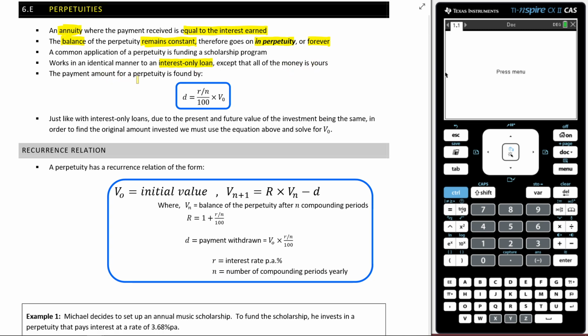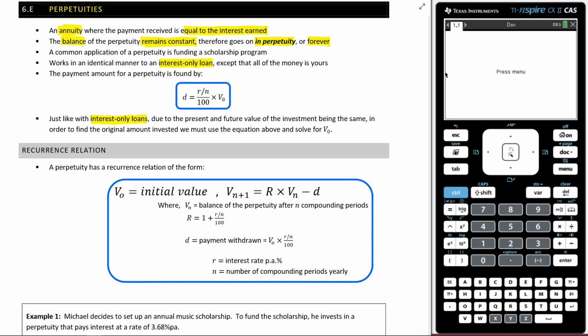The payment amount for a perpetuity is found by using this formula here. Just like with the interest-only loans, due to the present and future values of the investment being the same, in order to find the original amount invested, we must use the equation above and solve for V of 0, and we'll be seeing that as well.